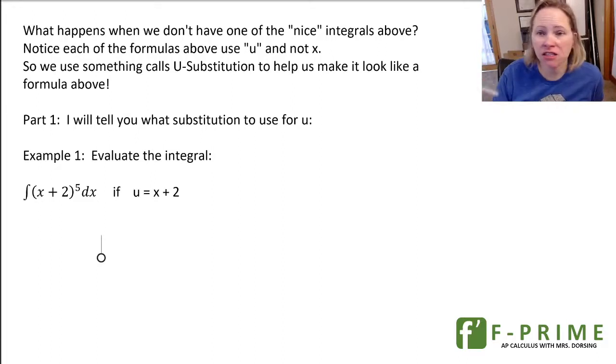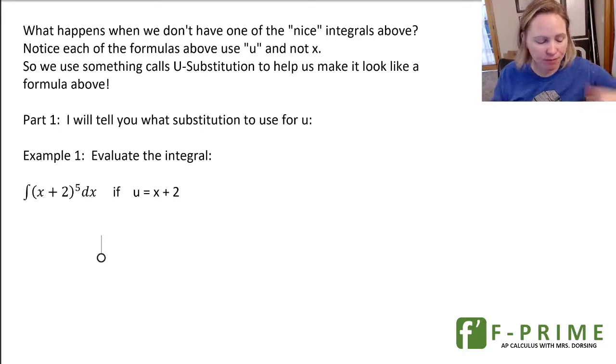Is it this? Is it this? Is it this? And then it'll help you determine which integration technique to apply. So let's talk about this.